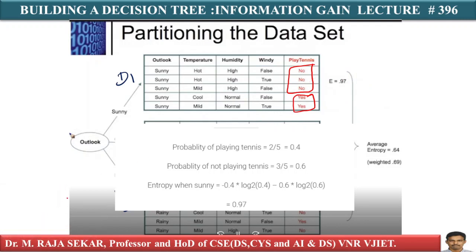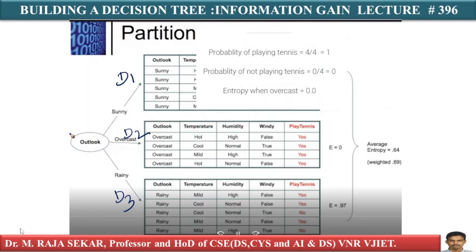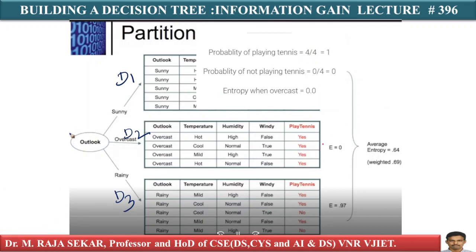In similar manner, I can calculate for D2. How to calculate D2? Just see. In the case of D2, how many yes's are there? All yes's. Therefore, 1, 2, 3, 4 yes's. Probability of playing tennis is 4 out of 4, probability 1. Probability of not playing is 0 by 4. Therefore, if you calculate, you will get 0 entropy, isn't it? It is a completely dominating set.